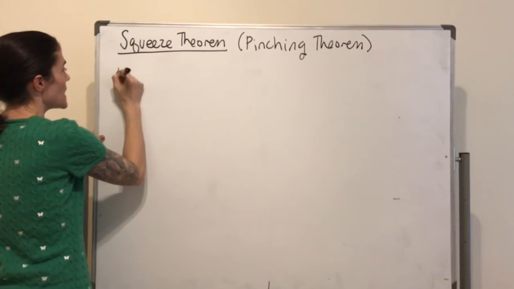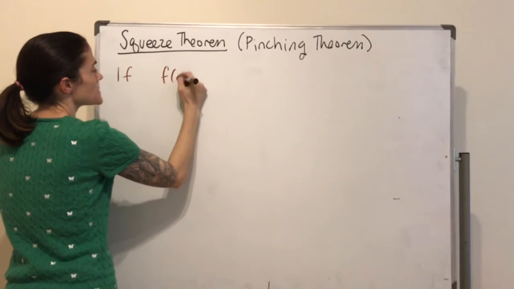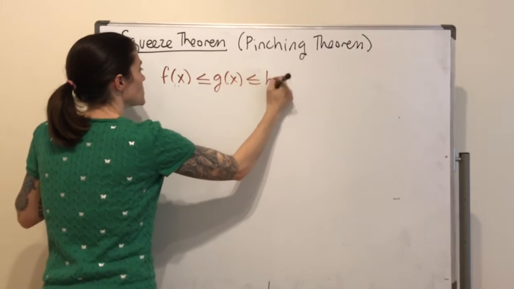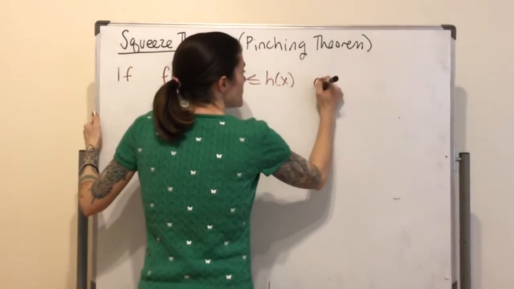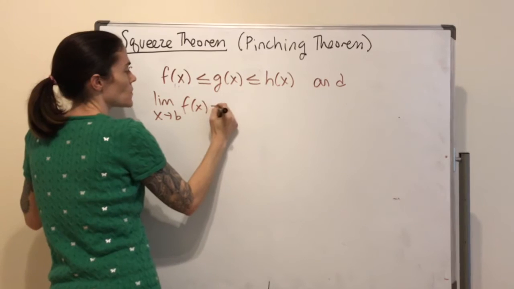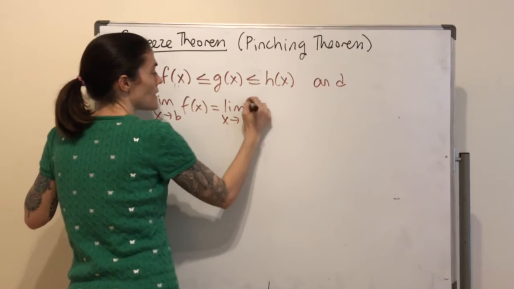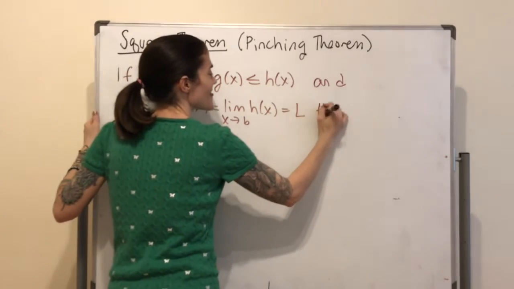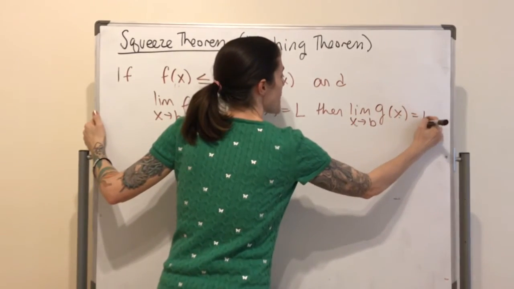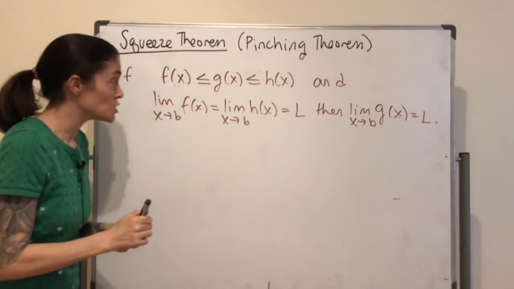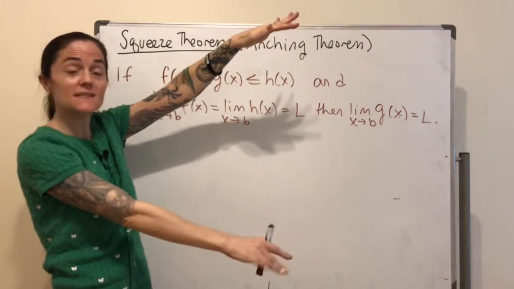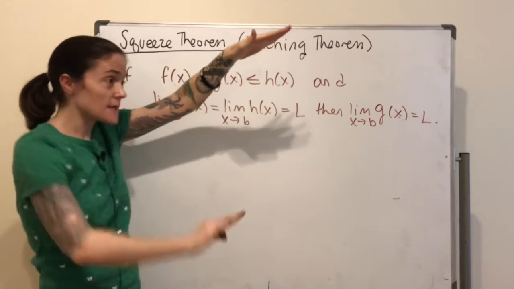It says the following. If, let's say, f of x is less than or equal to g of x, is less than or equal to h of x, and the limit as x approaches b of f of x equals the limit as x approaches b of h of x, and this is some number L, then the limit as x approaches b of g of x is L. So you have these two functions, f is down here, and h, okay? f sits underneath, and h sits on the top, and g sits somewhere in between.